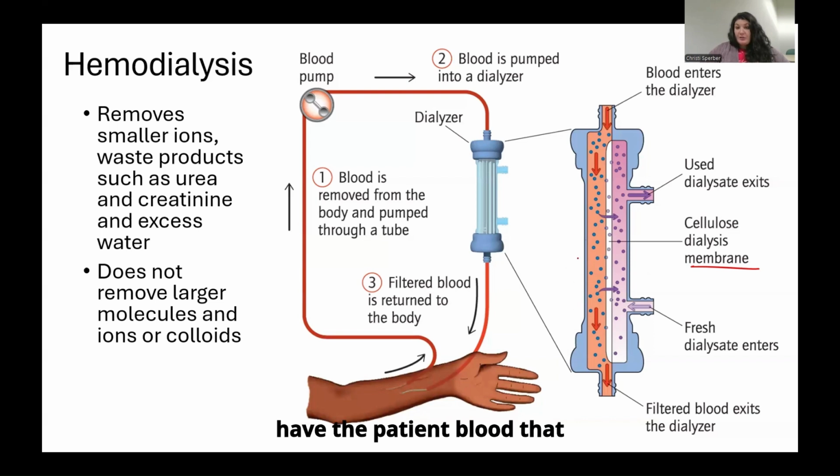So we have the patient's blood that enters here. You have your cellulose dialysis membrane, and then your filtered blood exits, and then it goes back into the body after the waste material and excess water is removed.